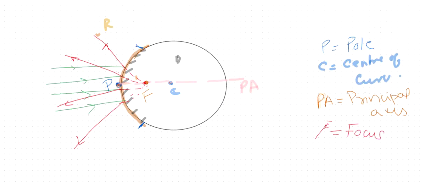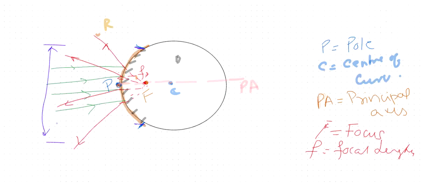Now the distance between P and F is called focal length. We will be using this very frequently. The focal length is always from the pole to the focus. There is one more term that you should be aware of. It's called aperture. Aperture is the length of the reflective surface. My reflective surface starts from here and ends here. This distance, the reflective surface distance, is called aperture.